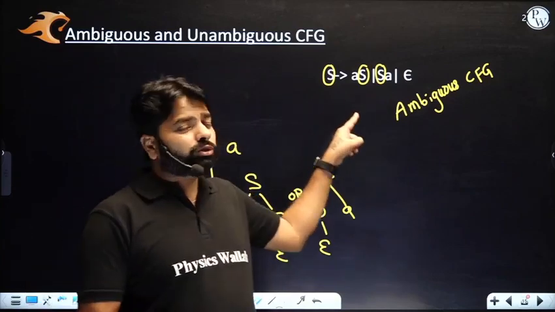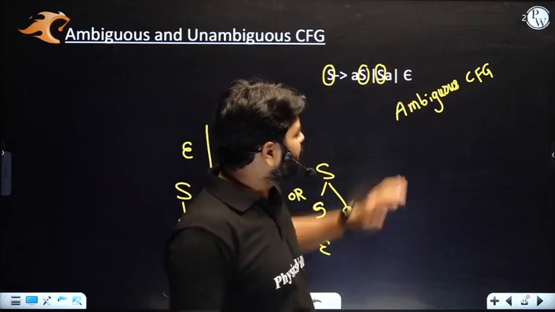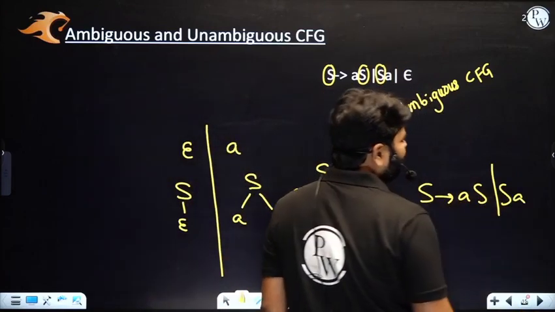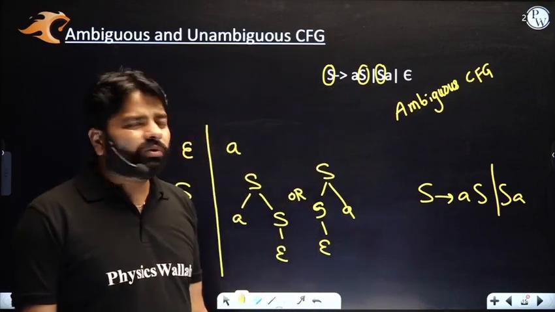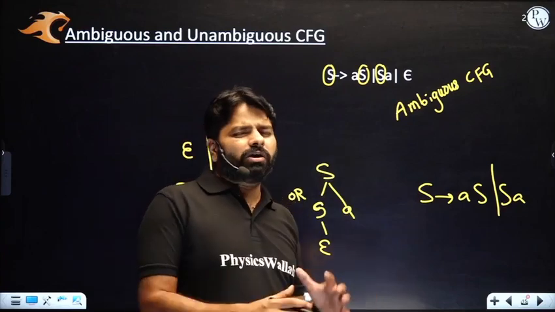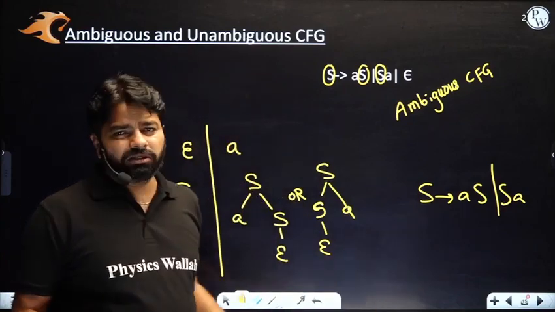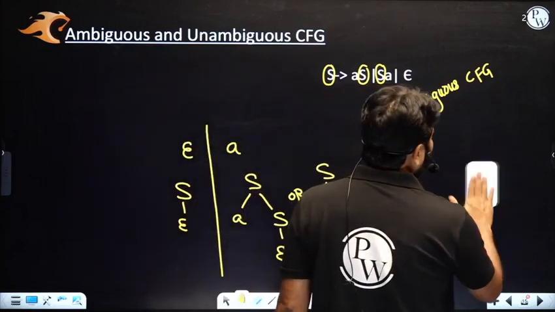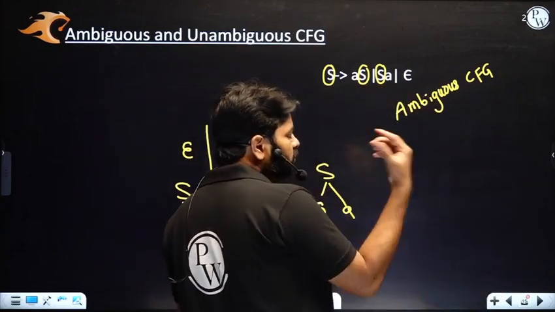Remember, the grammar should generate some string. If epsilon is not there, and somebody gives AS or SA, it's not valid, right? So we don't talk about grammars which do not give strings. Always talk about simplified and good grammars. At least they should generate some string. Null productions you may keep, it's fine, but don't keep useless productions.